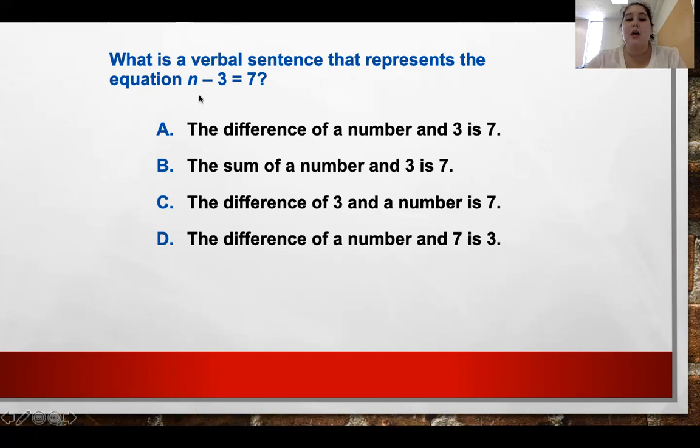So in this case, because our unknown comes first, we need to say the unknown first. So the difference of a number and 3 is 7. And that is the difference versus C, which is saying 3 minus n is 7. So that does matter. And again, because it's subtraction, we do especially care about the order it's written.